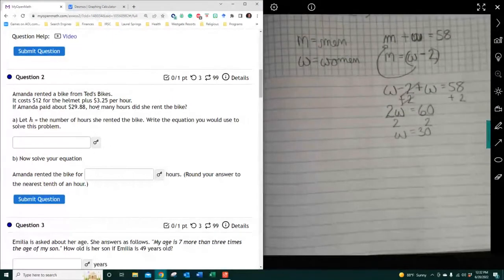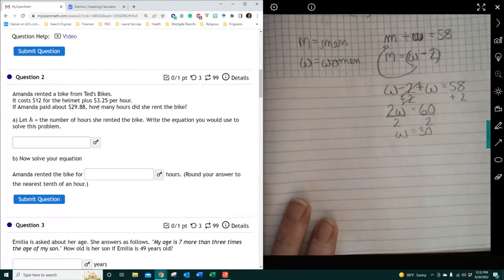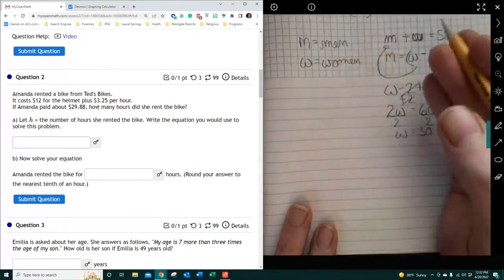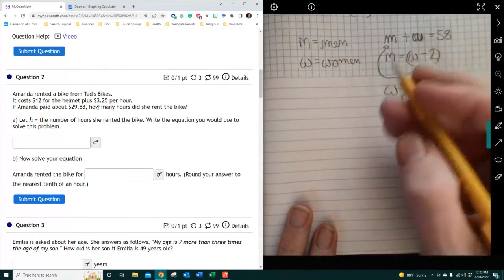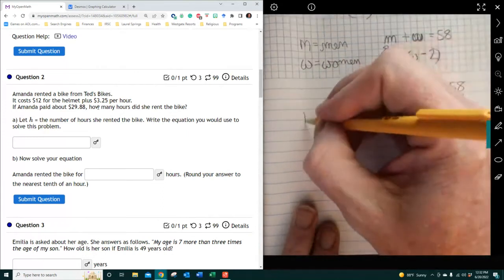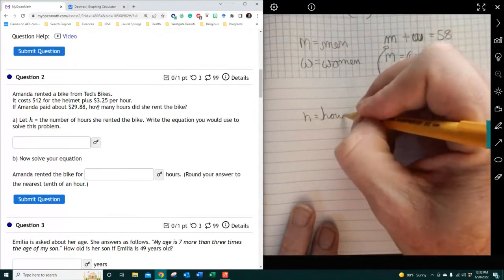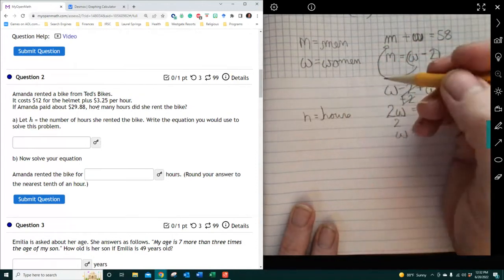Amanda rented a bike from Ted's Bikes. It costs $12 for the helmet plus $3.25 per hour. If Amanda paid $29.88, how many hours did she rent the bike? The cost for the helmet was $12. We don't need to represent that with a letter, but we do need to know that H represents the hours for which she rented it.